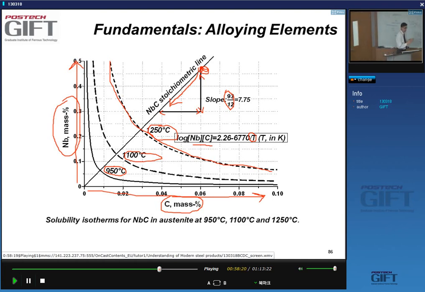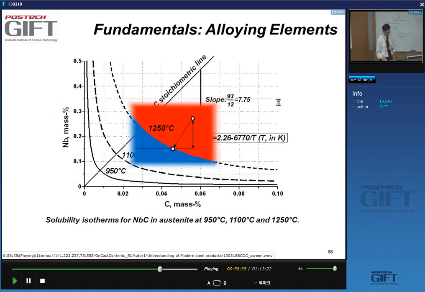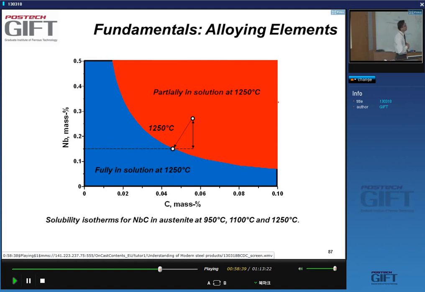Okay, so at this point, maybe you still don't understand the whole system. Let's just look at this and add some colors to it. There it is. Okay, first of all, what does the solubility line give you? So this is basically the same as what you just saw, except I only have the solubility line at 1250 degrees C. And it divides my graph into a blue part and a red part.